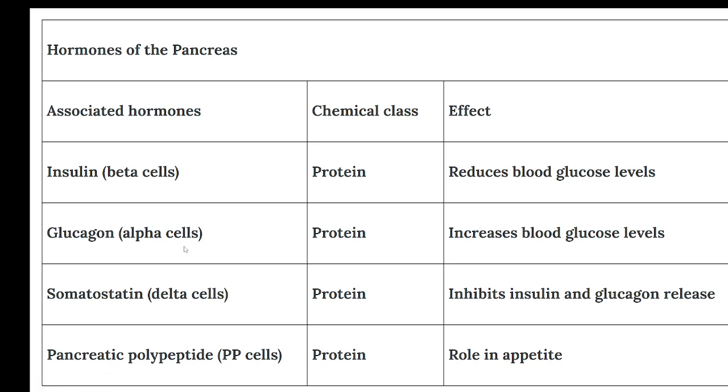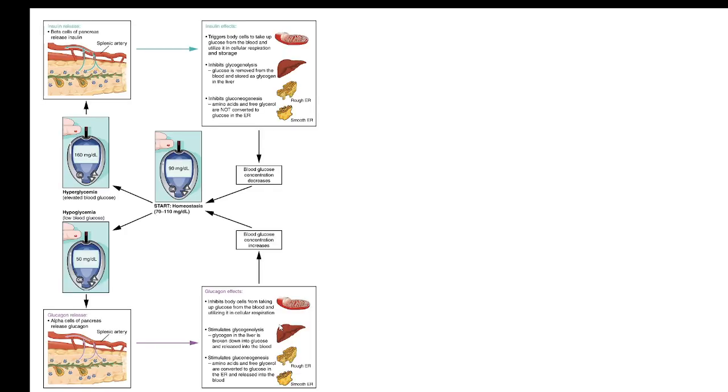But compared to the role of insulin and glucagon, which are secreted by the beta and alpha cells, and which have a major role to play in the maintenance of the glucose level in the body, the somatostatin and pancreatic polypeptides have a lesser role. The mechanism of maintenance of the glucose level is by two ways.